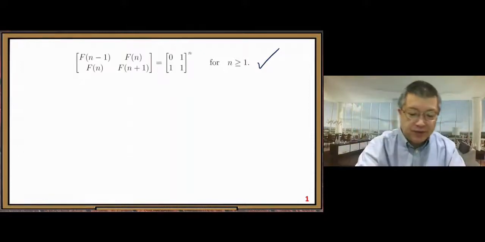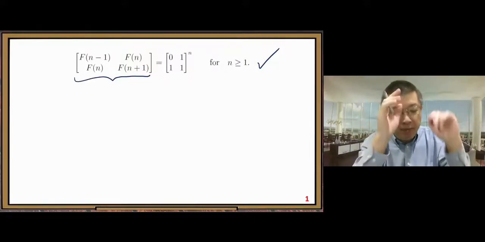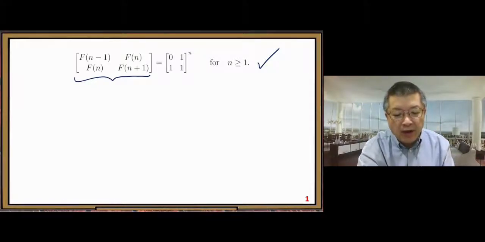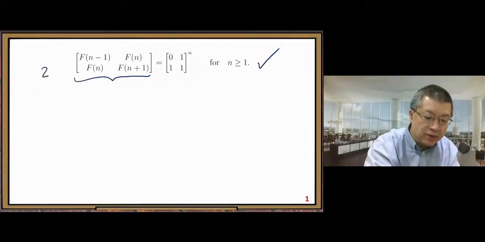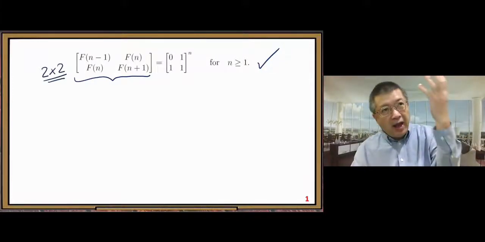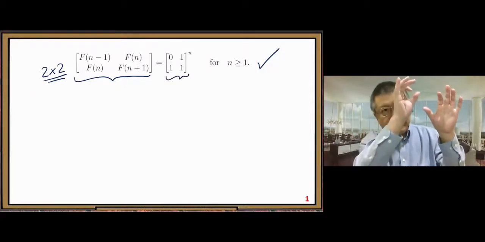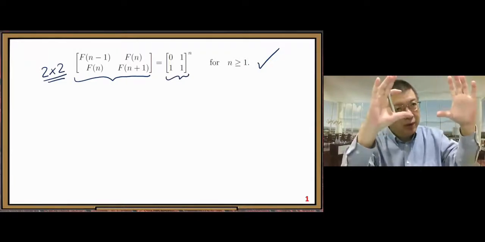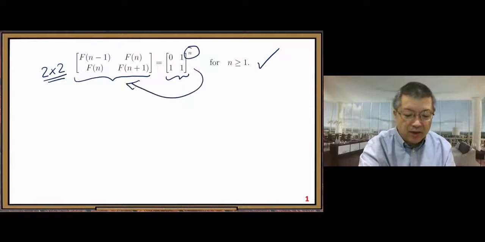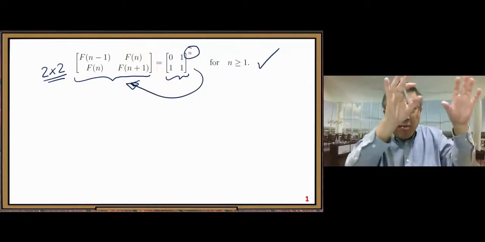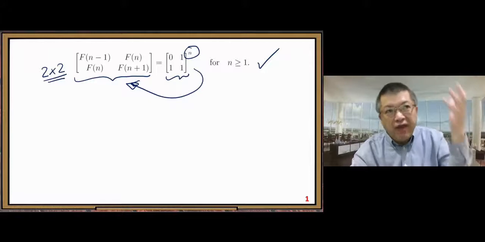Matrix-based method. You can see we use several Fibonacci numbers, f of n minus 1, f of n, and f of n plus 1. These three numbers we organize as a 2x2 matrix. This formula tells us that this simple 2x2 matrix, 0, 1, 1, 1, if we do multiplication n times, will give us the Fibonacci numbers arranged in a 2x2 matrix. Very neat, a very beautiful formula.